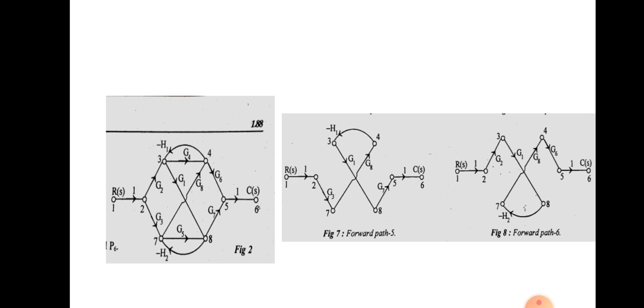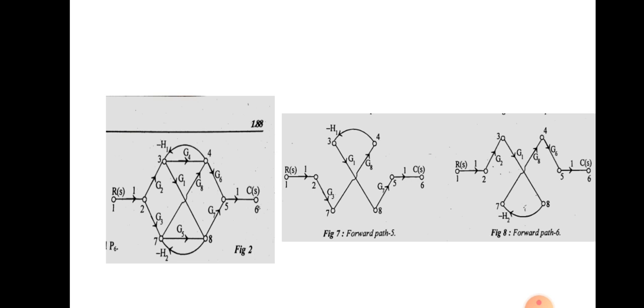So you will get the forward path gain as P6 and its gain value is G2 into G1 into minus H2 into G8 into G6. So it is a negative value, that is equal to minus G2 G1 G8 G6 into H2, which will be the forward path gain P6. There is no other forward path in this signal flow graph, so you should take time to find out the forward paths. Don't forget to take all of the possible forward paths from the question.